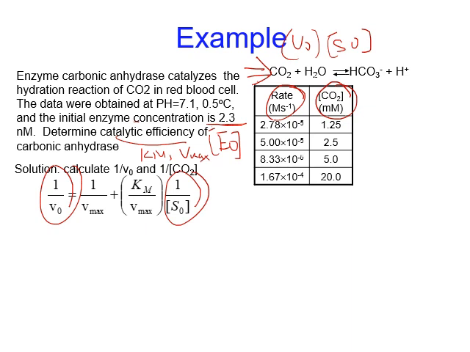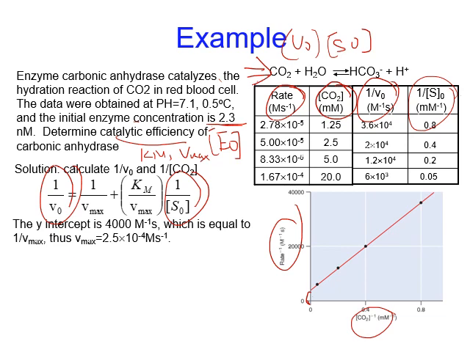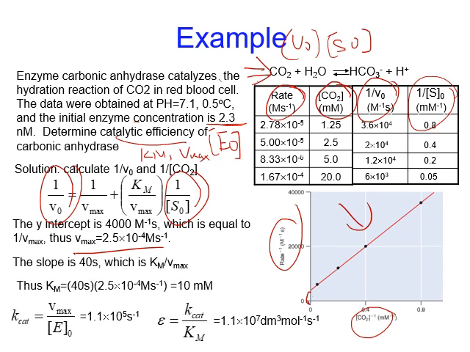So on the table, we add 2 columns. One is inverse V0, and the other 1 over S0, and we plot 1 over V0 against 1 over S0. We get a straight line, and the intercept here is 1 over Vmx, and therefore Vmx can be calculated. The slope is Km over Vmx. So plugging in the Vmx, the Michaelis constant can be calculated, and then according to the definition, the kcat can be calculated and the efficiency can be calculated.